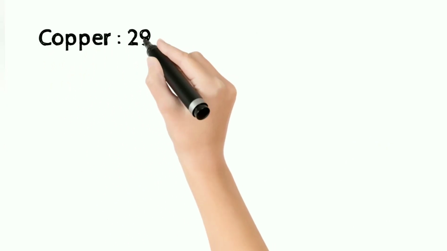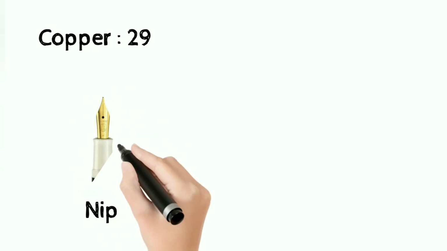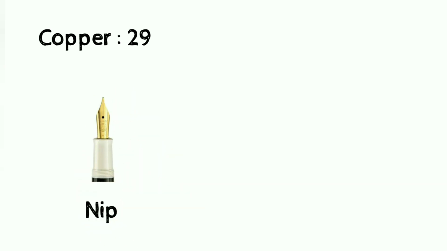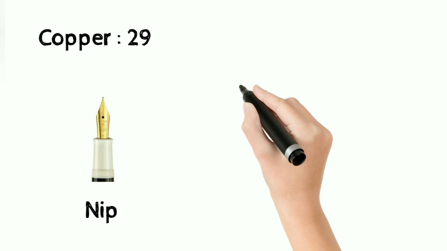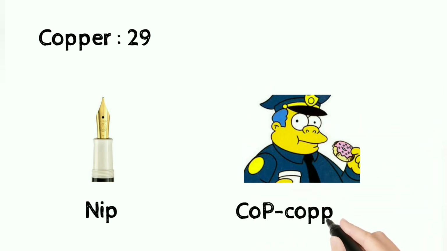Copper with atomic number 29. Here the peg word is nib, the writing pen's pointed nib, and the mnemonic for the element copper is cop. The police is cop. And the story over here is a funny cop, instead of having a gun, uses a pen's nib to point at a criminal, a deadly criminal, and the criminal laughs at him. So from the word cop, you can easily come up with the element copper.